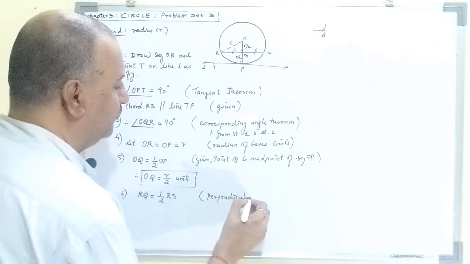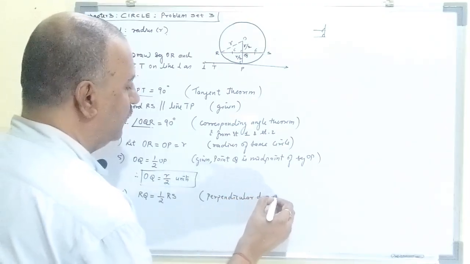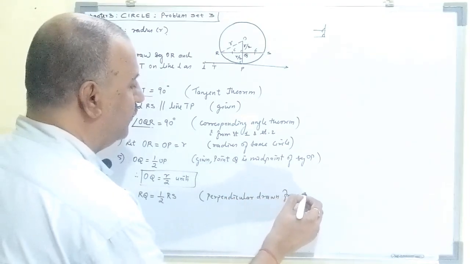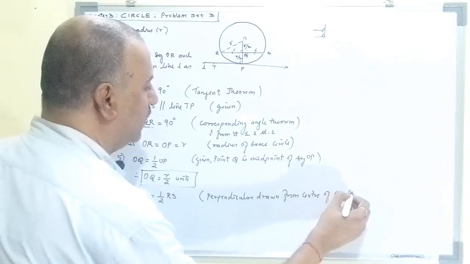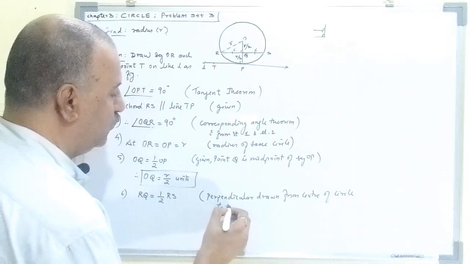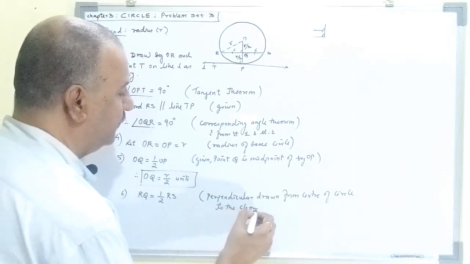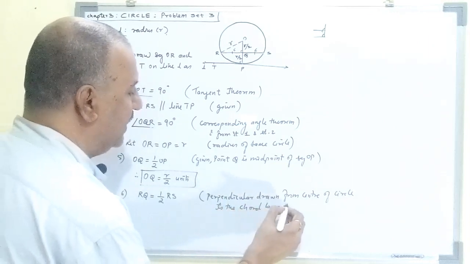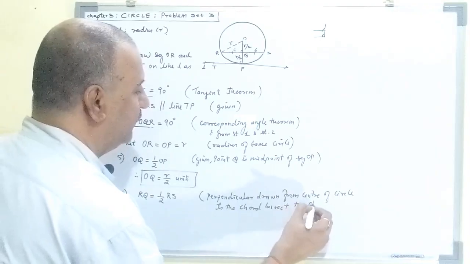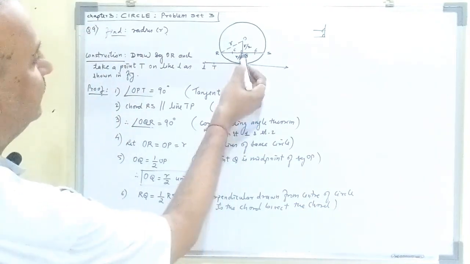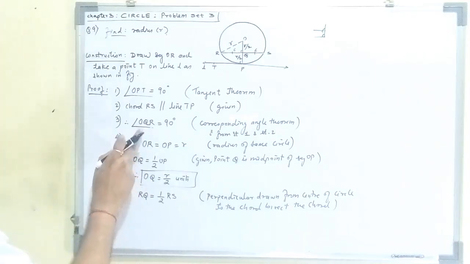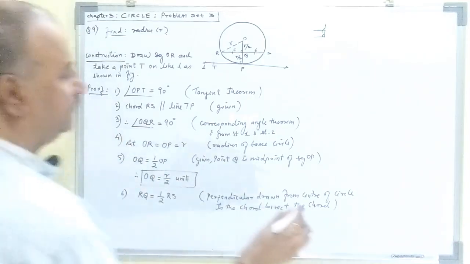Perpendicular drawn from center of circle to the chord, bisect the chord. देखो ये 90 है, हमने प्रूव किया अभी थर्ड में.